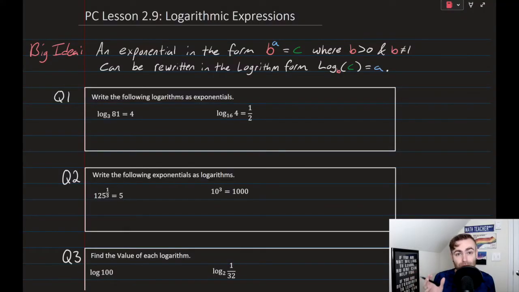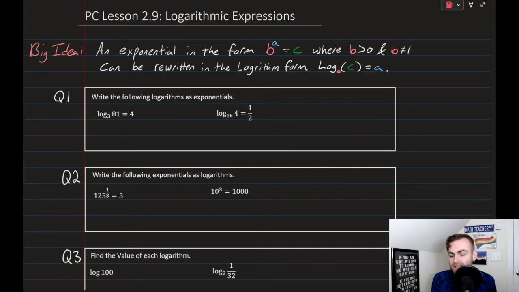So let's dive in. Our big idea for 2.9 is rewriting exponentials into logarithmic expressions or equations and vice versa. So we'll dive into exactly what is a logarithm later. For now, we're really just worried about the conversions between the two forms.